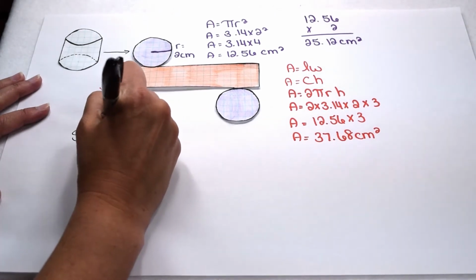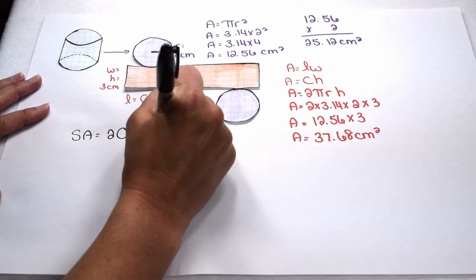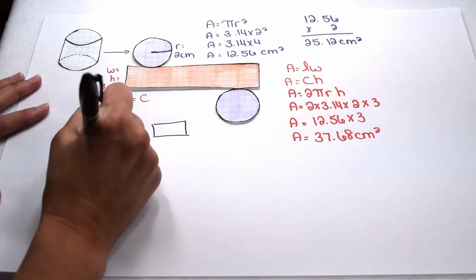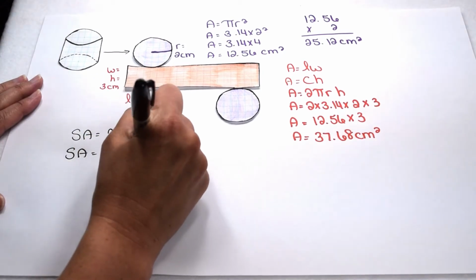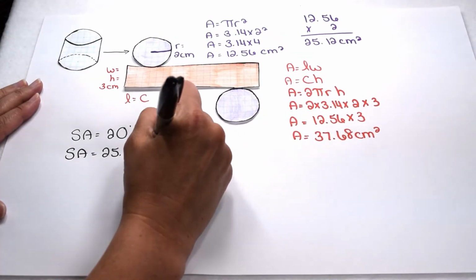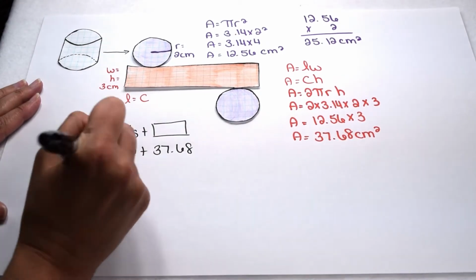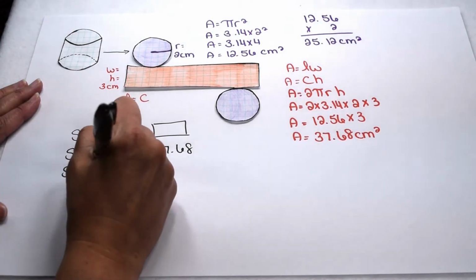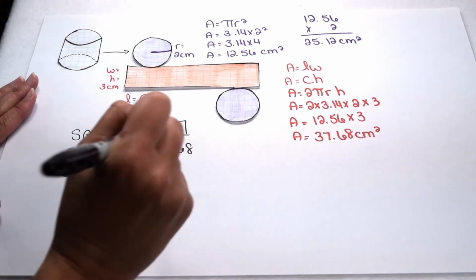Our total surface area is going to be our two circles plus our rectangle. Well, we saw that our two circles came out to be a total of 25.12 square centimeters, and our rectangle came out to be a total of 37.68 square centimeters. So when we add those together, we'll get a total surface area of 62.8 square centimeters.